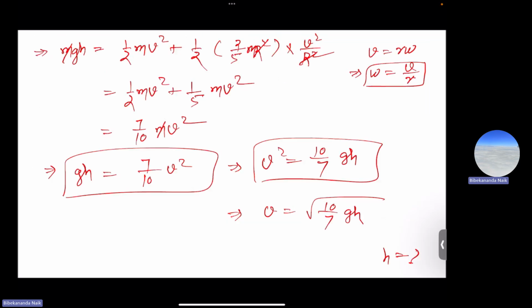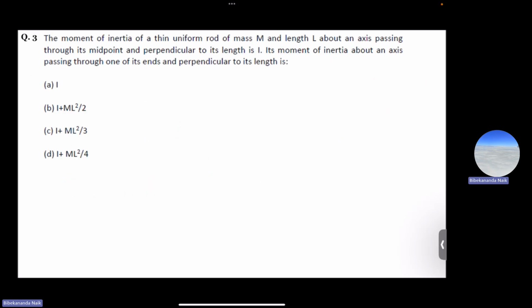The value of h you can find out from the slope value given, and the length of the inclined plane is also given. By putting the value of h in the above equation, the only unknown v can be calculated, and the value comes out to be 1.4 meter per second. I hope this is clear for everyone. Now we'll move to question number 3.